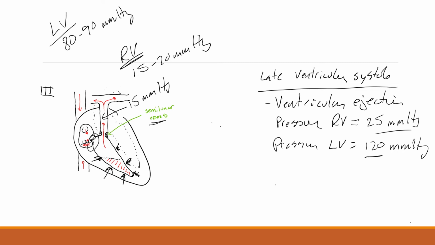That's a big difference in pressure between the left side and the right side of the heart, because the left side has to overcome more pressure because it's ejecting into the systemic circulation. The right side of the heart is only ejecting into the pulmonary circulation, so it doesn't require as much pressure.